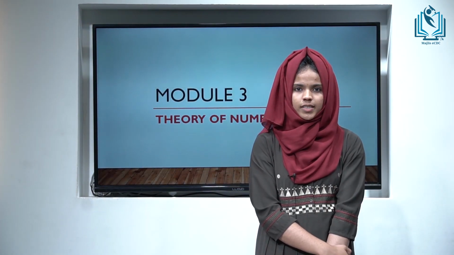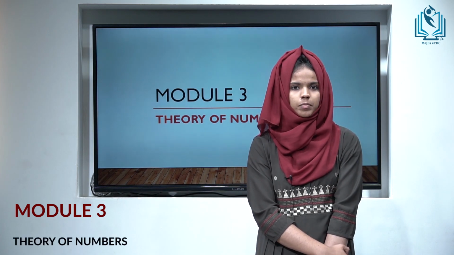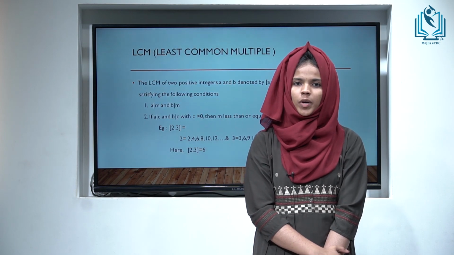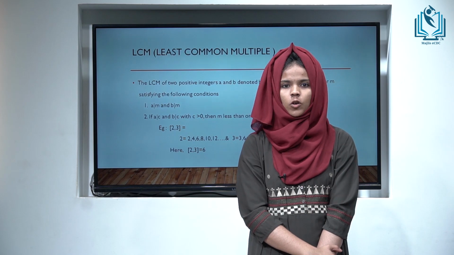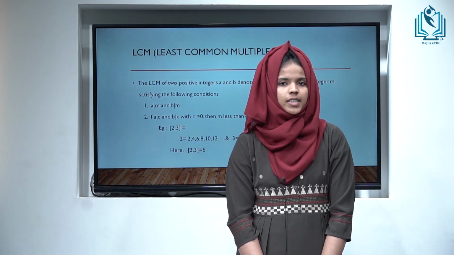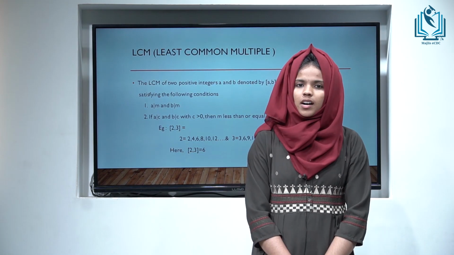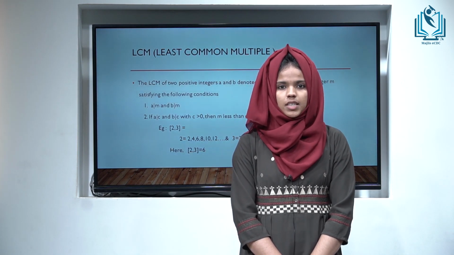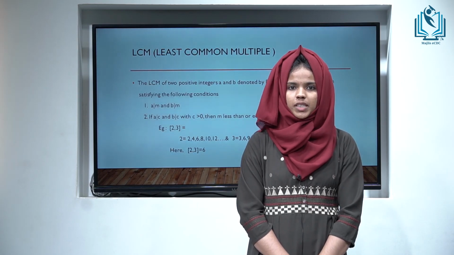Today I am going to discuss LCM and GCD from our third module, Theory of Numbers. Then LCM, Least Common Multiple. You may have heard about LCM. We have already learned it in our lower classes. We can understand what is meant by LCM from its name itself. LCM, Least Common Multiple. If we take two numbers, it may have one or more common multiples. Then the least one among them is the LCM, Least Common Multiple.